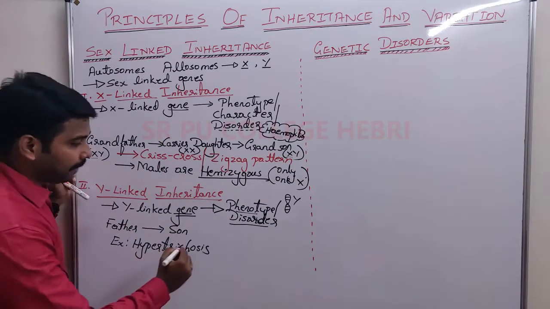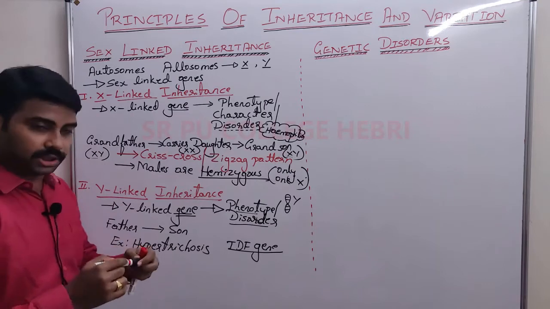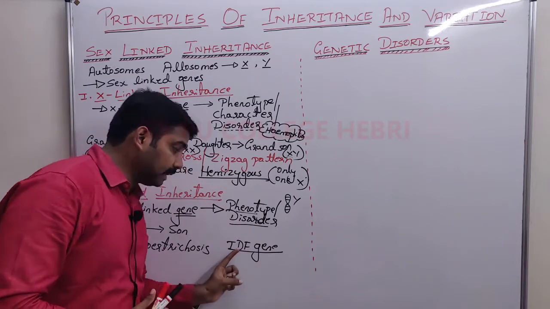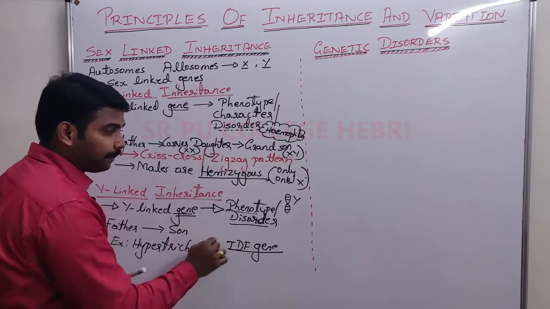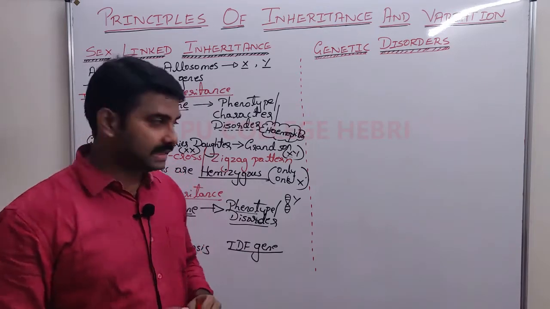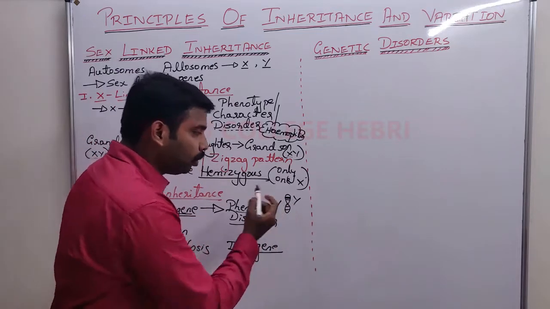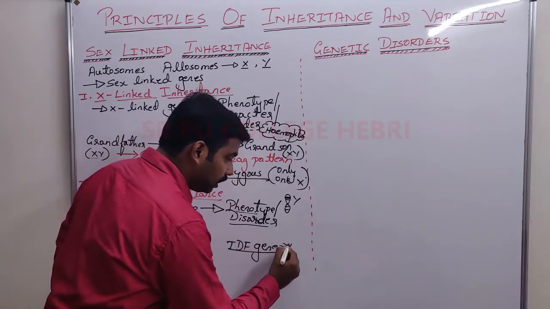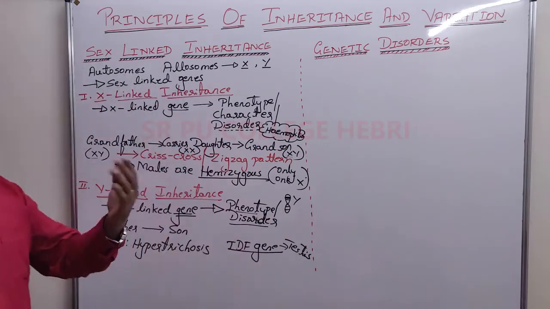Now another example is the TDF gene. What is this TDF gene? Testis determining factor gene. As the name itself tells you, the gene is responsible for the development of what? Testis in the male. Is that clear? The TDF gene is the smallest gene in the human genome, found on only which chromosome? Y chromosome, which is responsible for the development of what? Testis in the males.